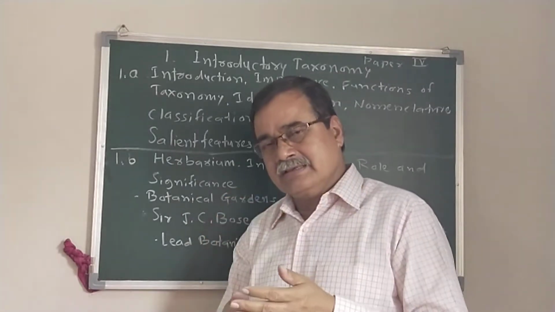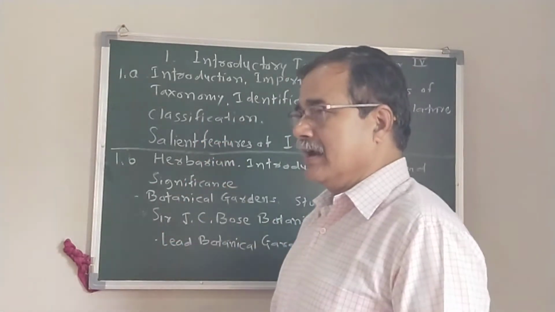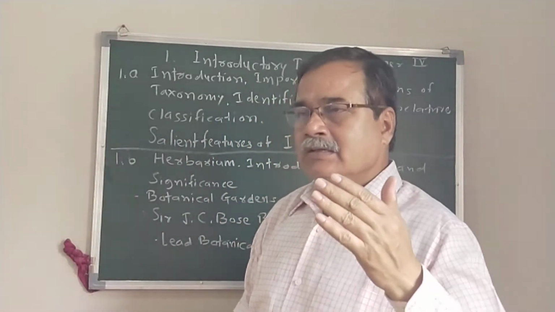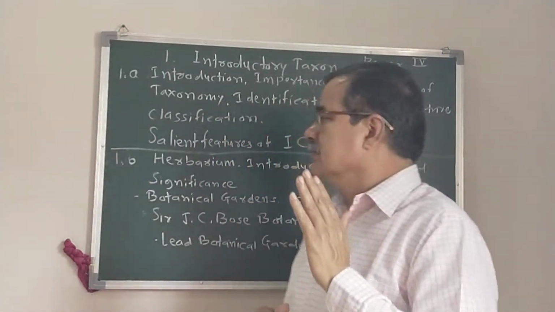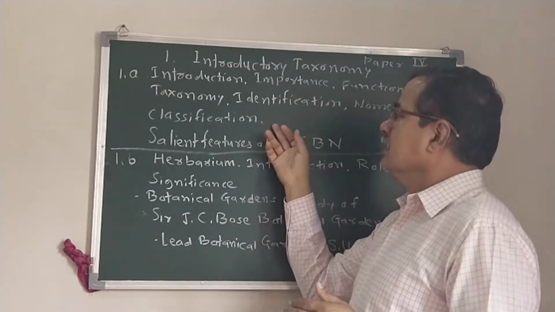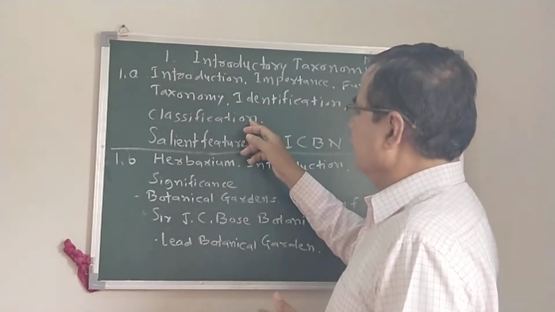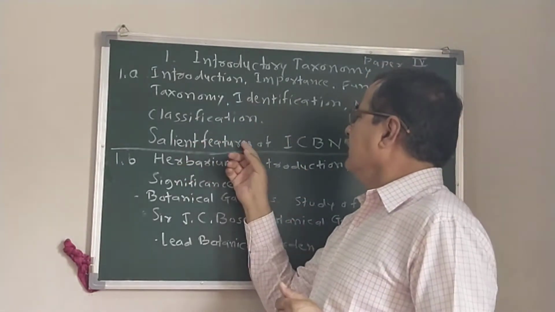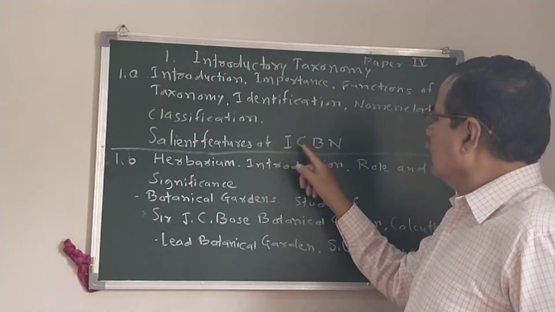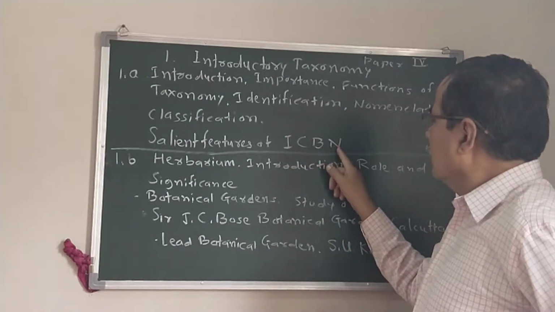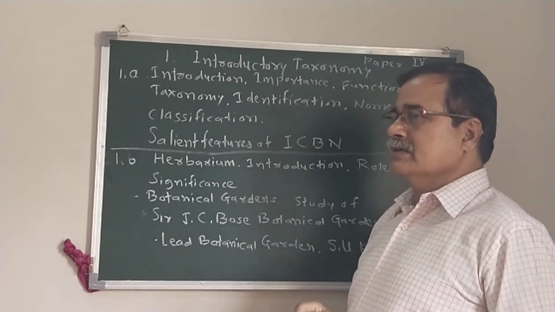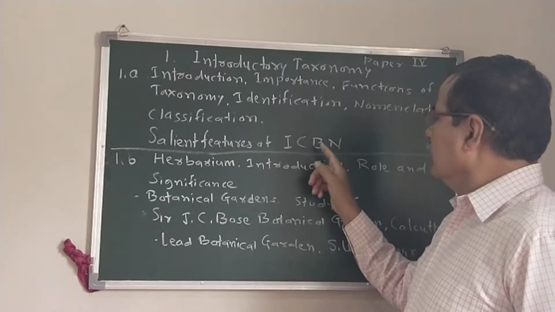On this basis, the plants are classified into their division, class, order, series, and families. As per this, we are going to see the salient features of ICBN, the International Code of Botanical Nomenclature, meaning the important features of this code.